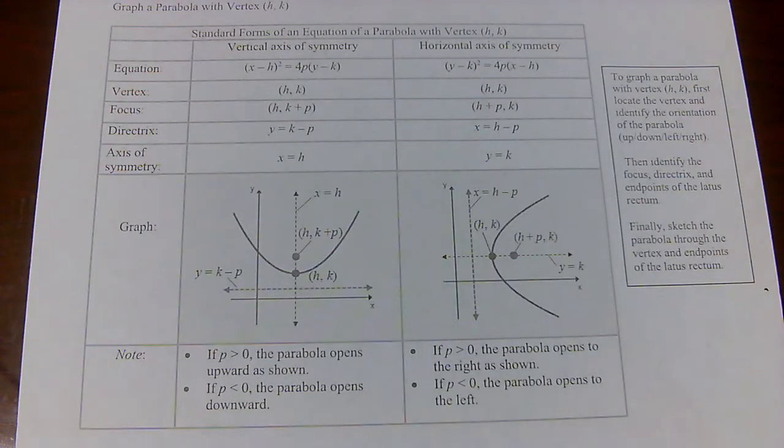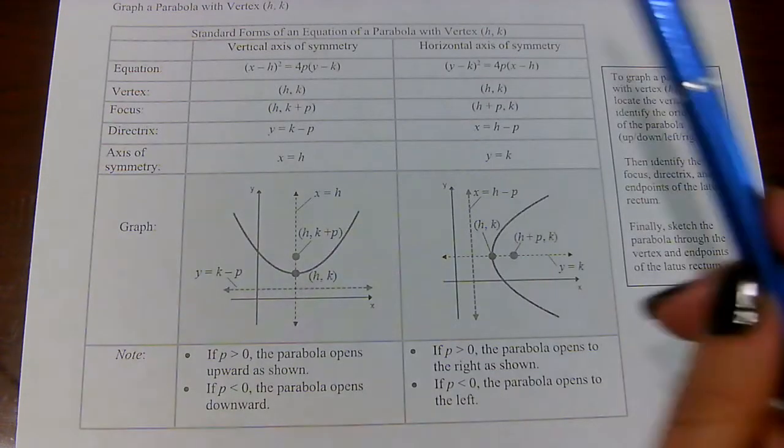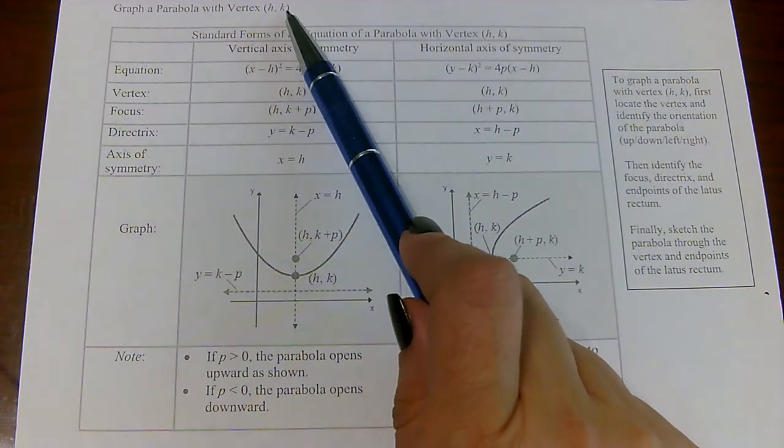This next section indicates the graph of the parabola with the vertex at h and k.